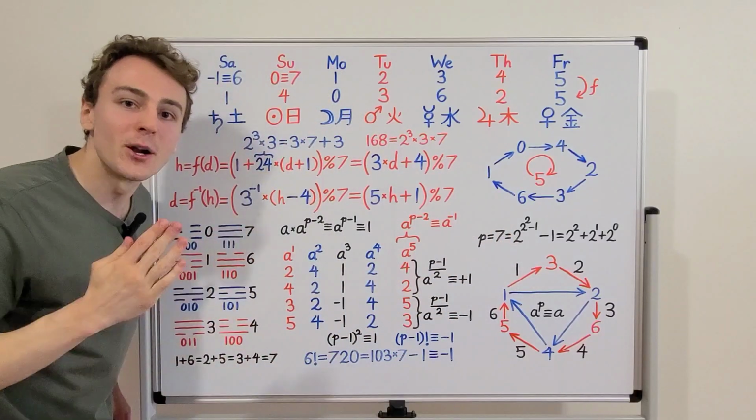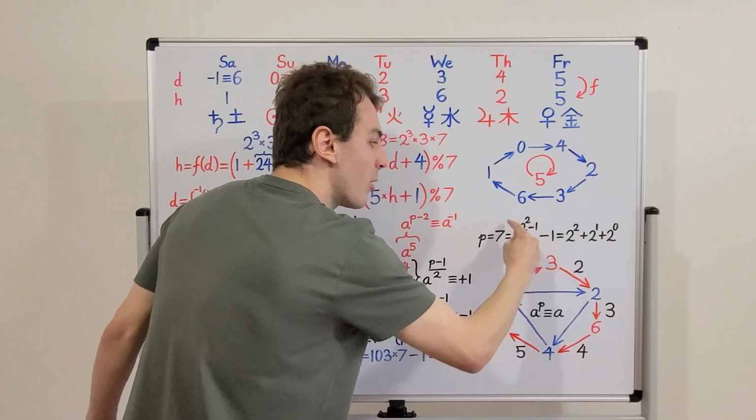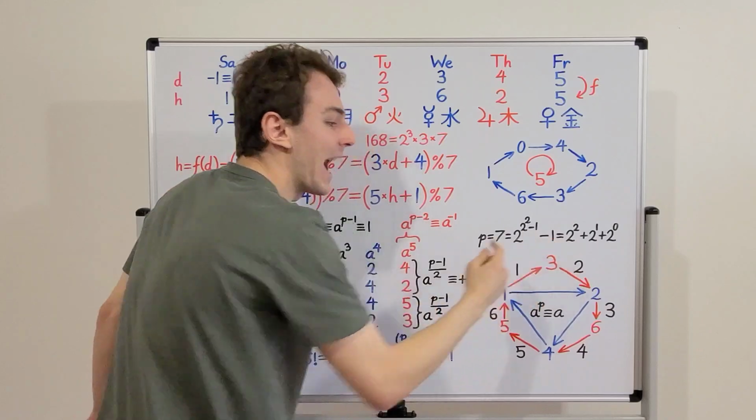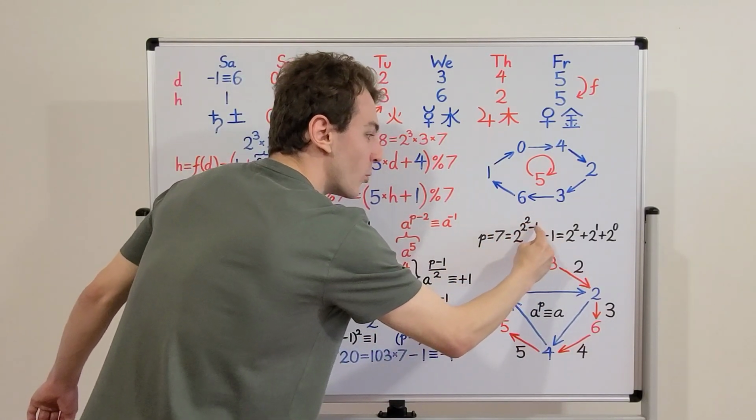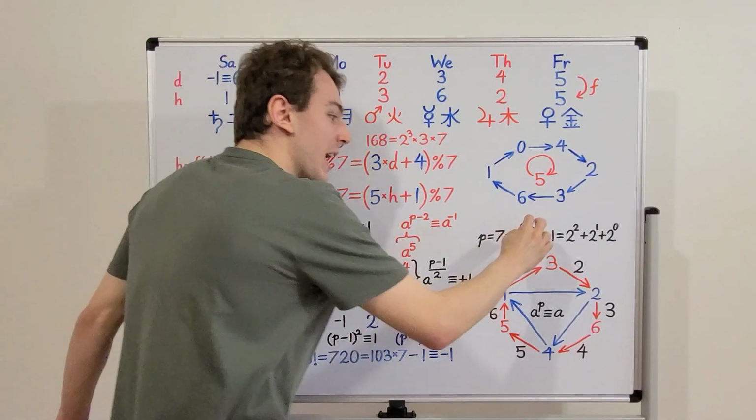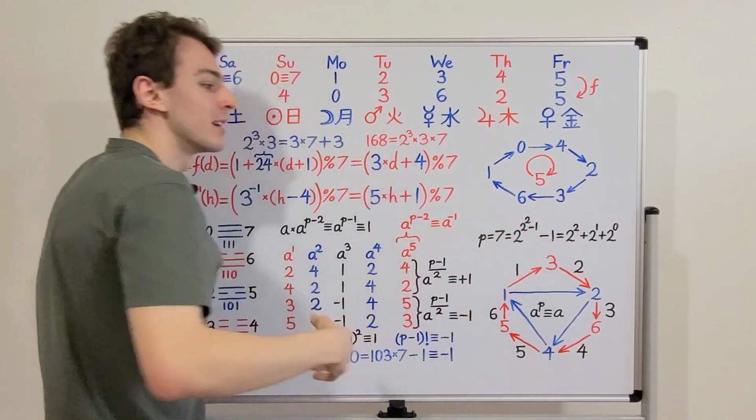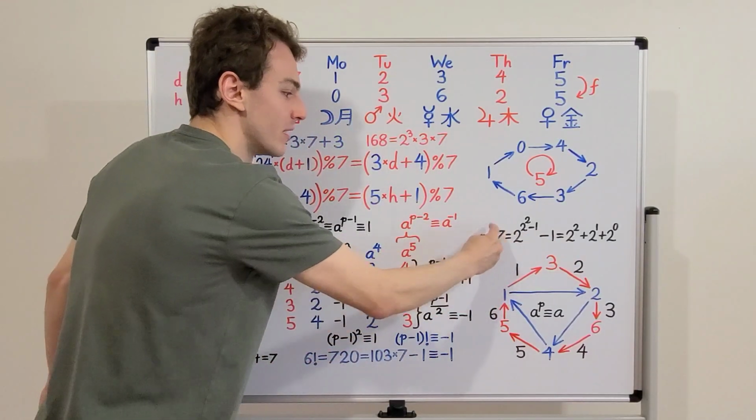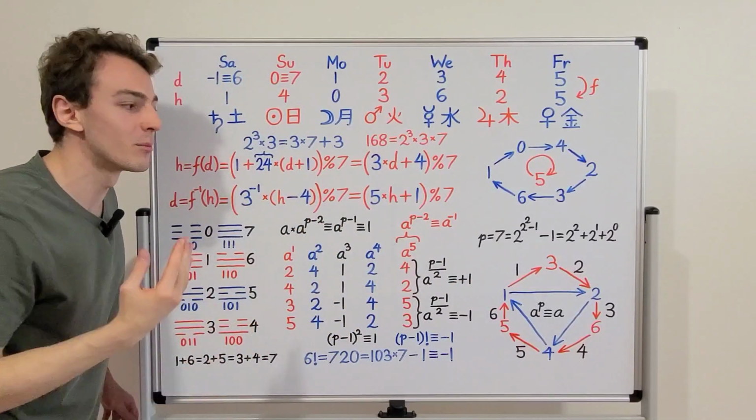7 is a double Mersenne prime. So we can write it in this format. We have 2 to the power of 2 squared minus 1 in the exponent, and then we have minus 1 outside of the exponent. So in the exponent, we have 4 minus 1, which is 3. 3 is also a Mersenne prime. So we have a Mersenne prime in the exponent, and that gives us 2 to the power of 3. That is 2 cubed, which is 8. And then we subtract 1, and that gives us 7. So it's a very interesting property. 7 is a double Mersenne prime.